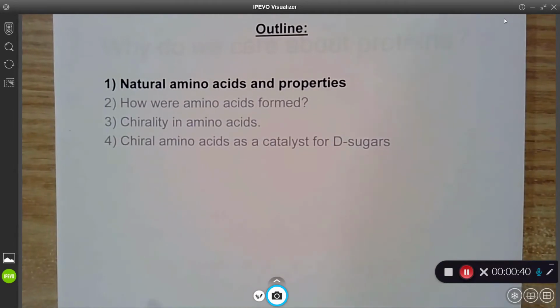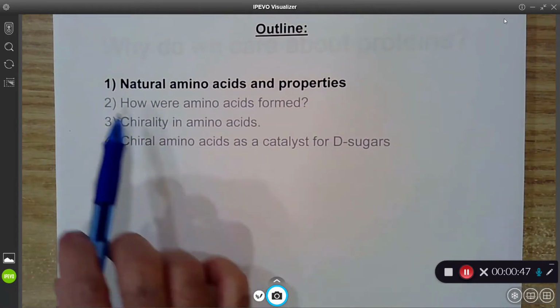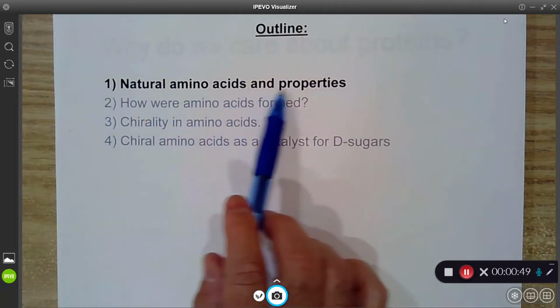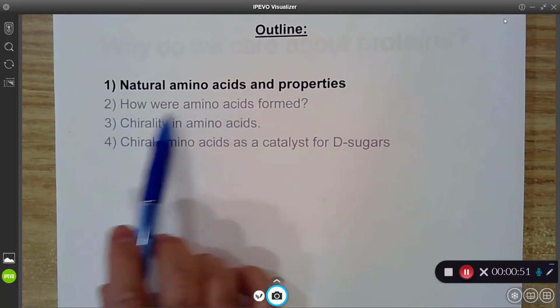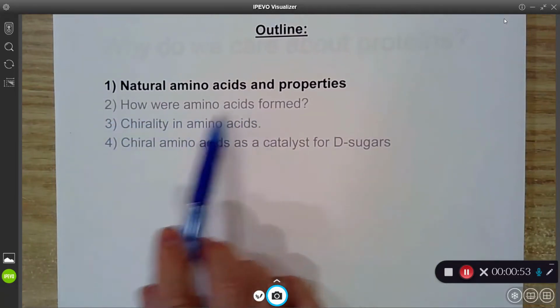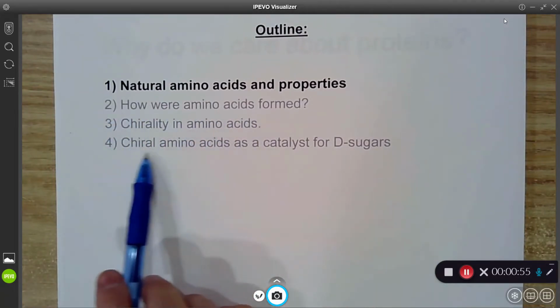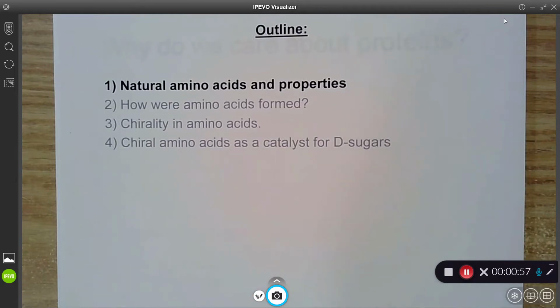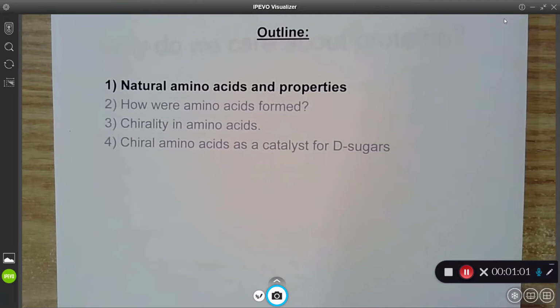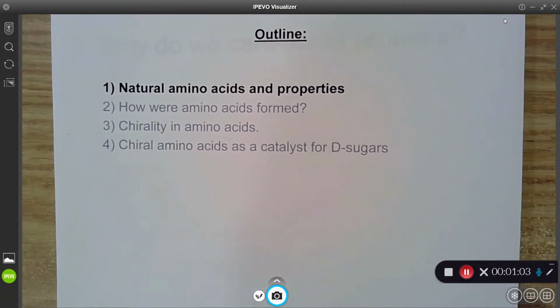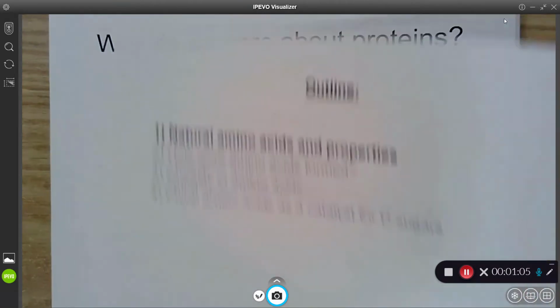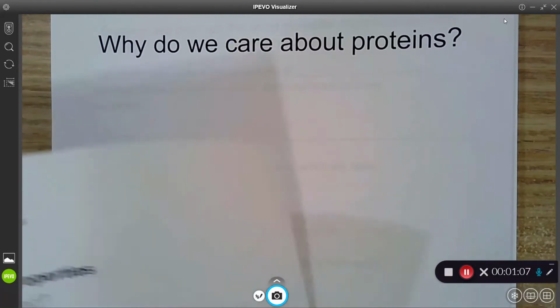So as you can see, the outline of this presentation is divided into 4 parts. This first part will talk about natural amino acids and properties, and then these other sections, like how are amino acids formed, chirality in amino acids, and chiral amino acids as a catalyst for desugars, we will do those afterwards. Okay. So first of all, why do we care about proteins?